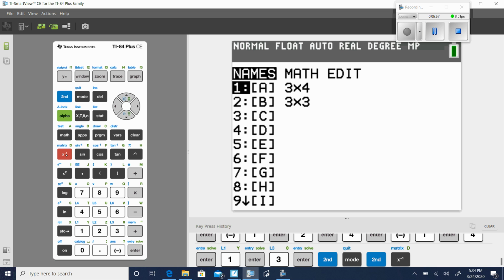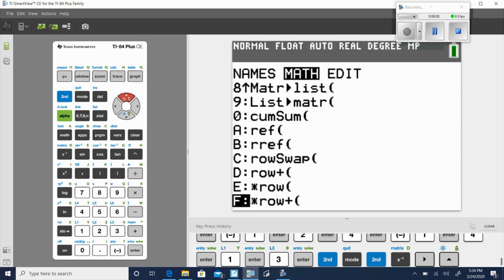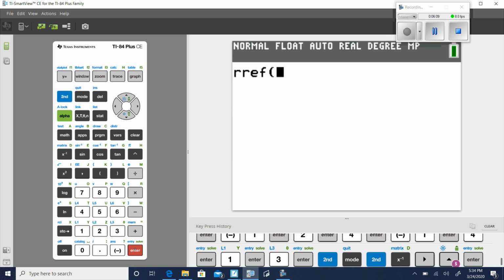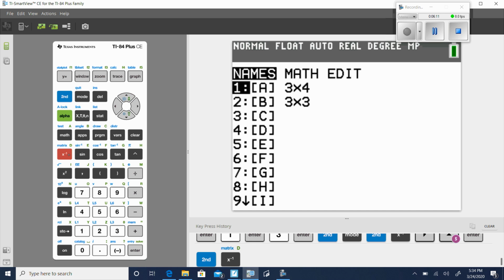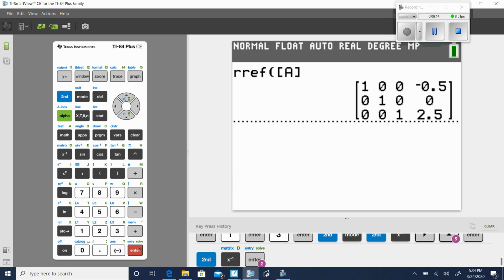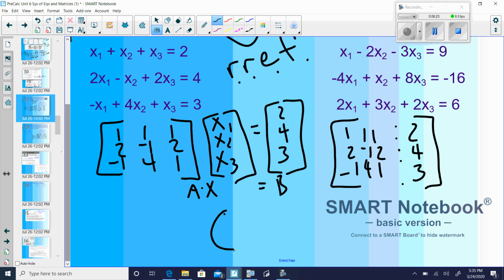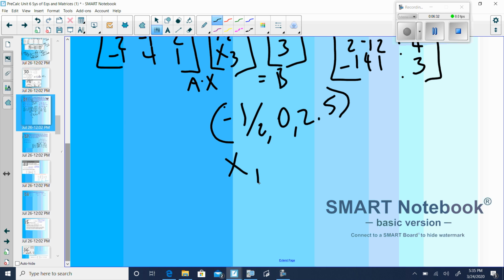So what we want to do now is come over here to math B, because we want that reduced row echelon form. That's Gauss-Jordan elimination right here. We want the reduced row echelon form of matrix A. Bing, bang, boom, fellas. -1/2, 0, 2.5. And it's x sub 1, x sub 2, x sub 3.